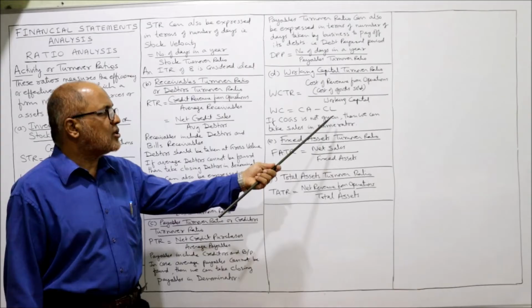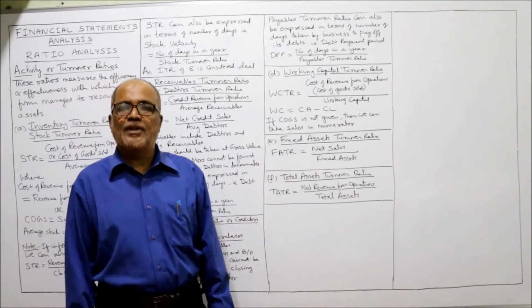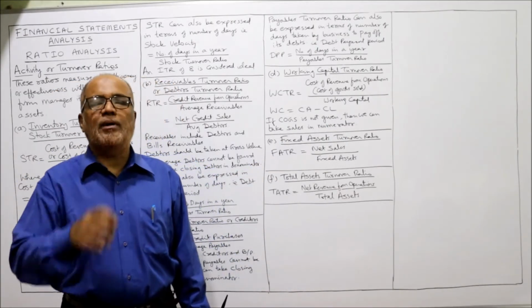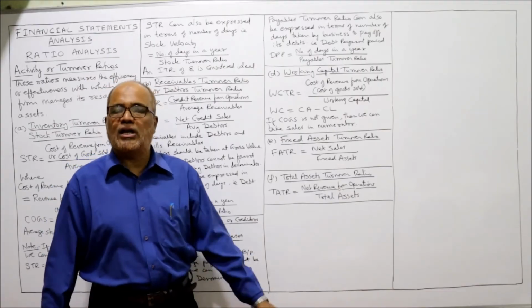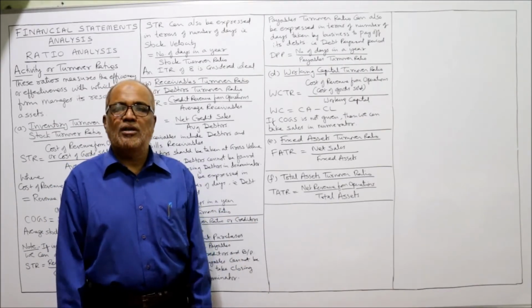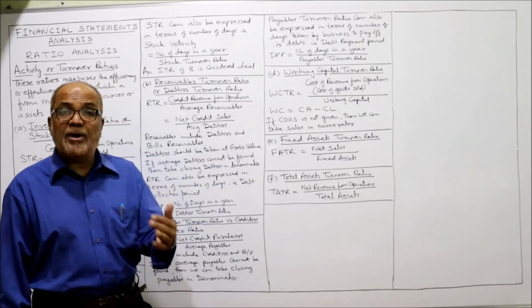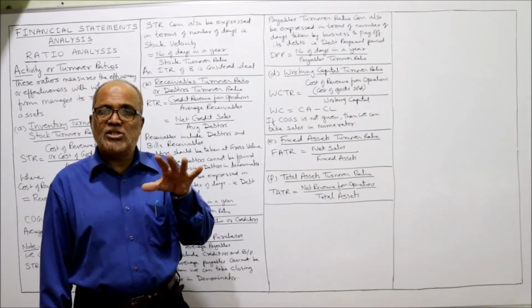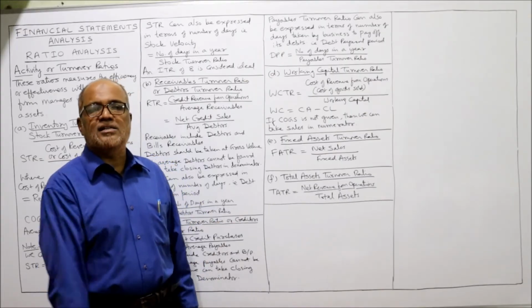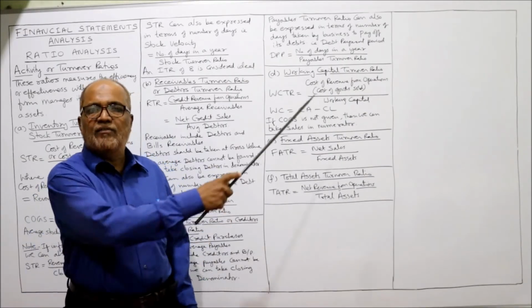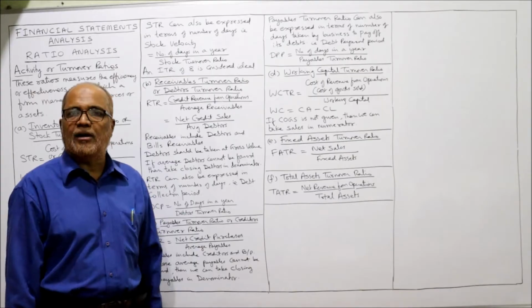If COGS is not given, then we can take sales in the numerator. Suppose the information regarding COGS is not given in the problem, then in that case we can take sales in the numerator. But that is an emergency. If information is given, then we should take cost of goods sold in the numerator.